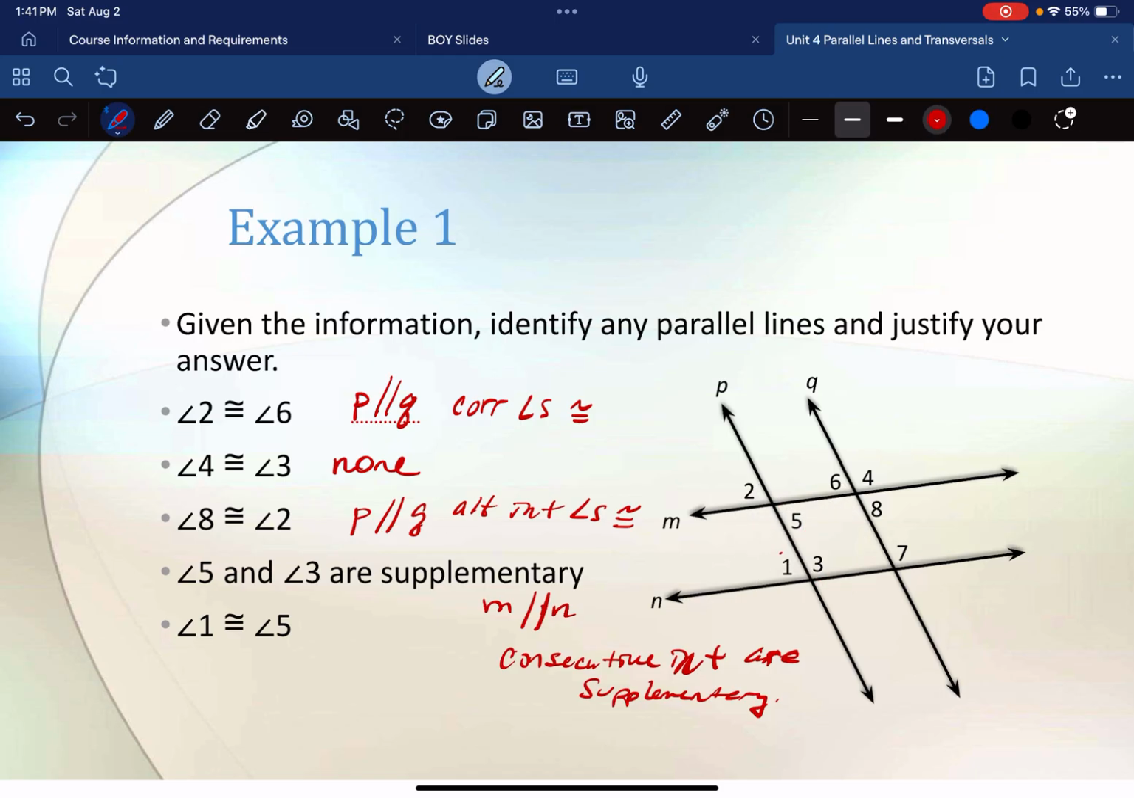How about 1 and 5? Well, 1 and 5 are both interior, between M and N, so P is their transversal. So M and N are the parallel pair of lines, and 1 and 5 are alternate interior angles, and they are congruent. So that's how those work. Look at the angle pair, figure out the transversal. The other two lines are potentially parallel if you have one of the angle pairs congruent or supplementary.